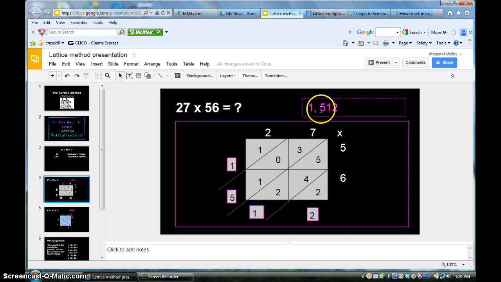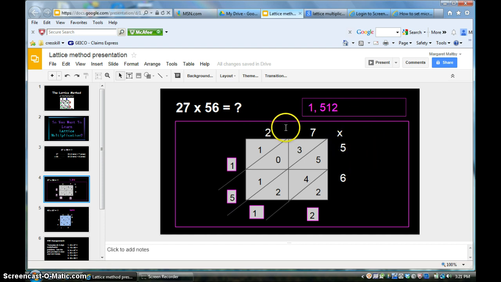27 times 56. To try this in lattice, we create a box. We have double digit times double digit, so we have 4 boxes, 1 square per digit. Within each box, a diagonal line is drawn, as you can see, to divide the boxes in half. This keeps us organized by place value.